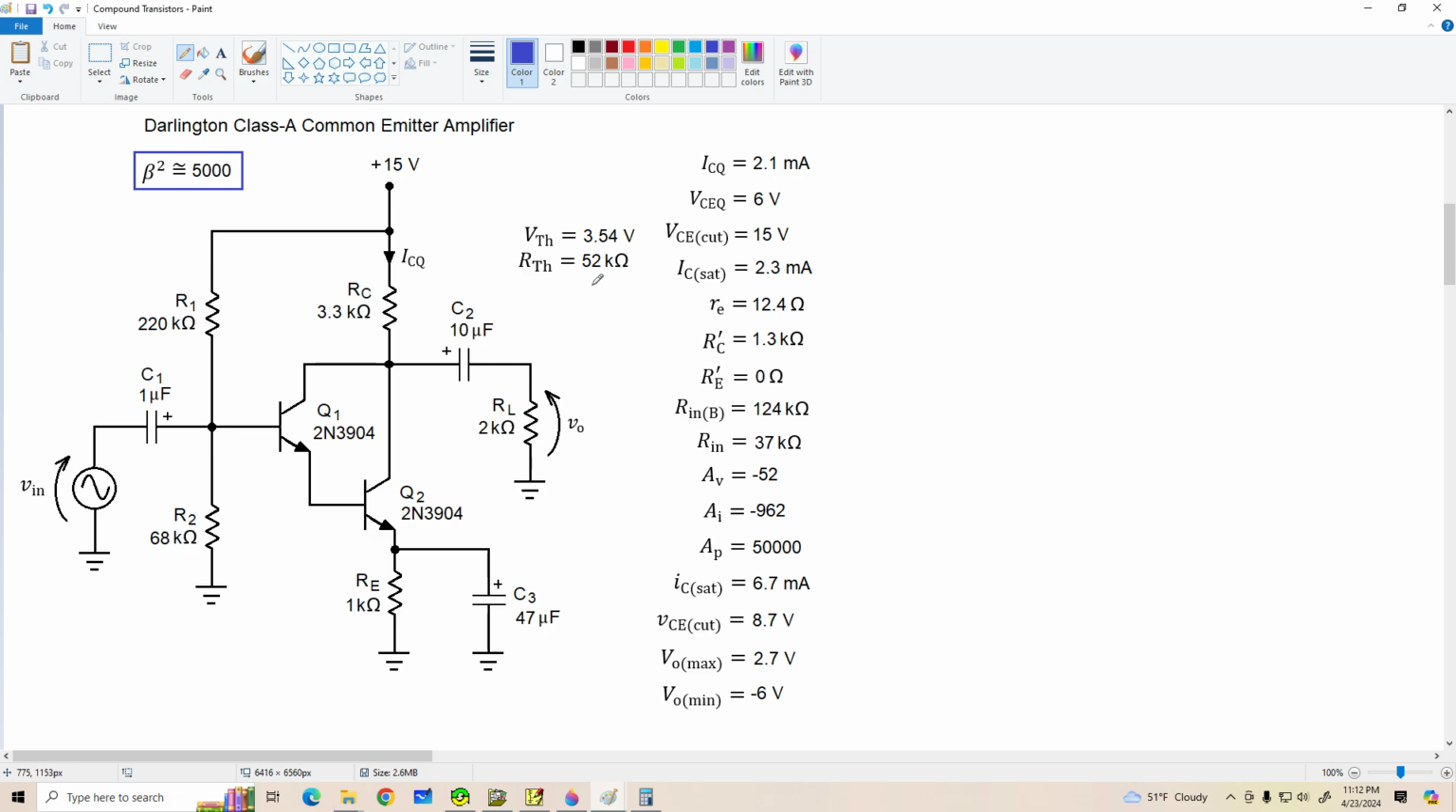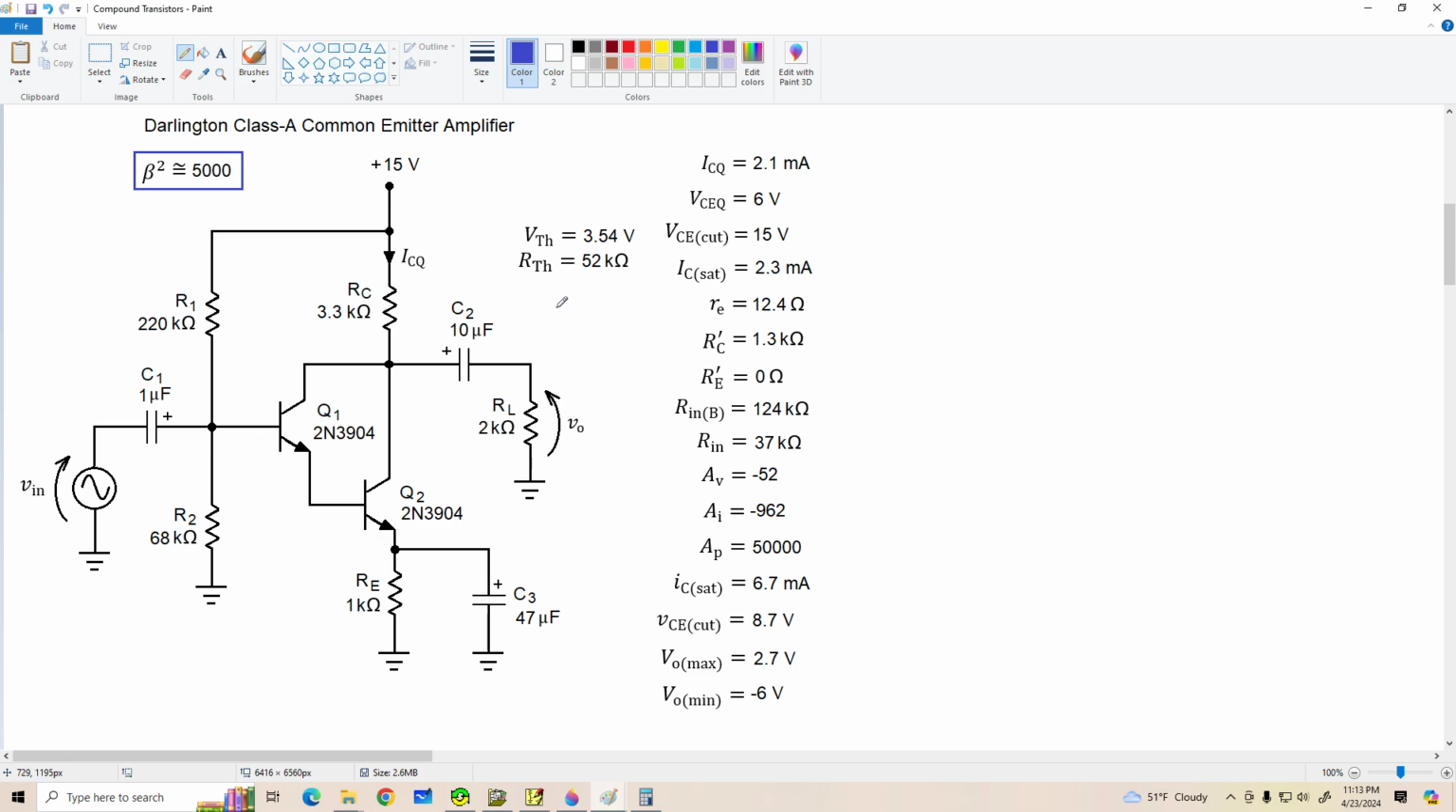All right, now let's look at the values I have calculated over here. ICQ 2.1 milliamps, VCE of 6 volts, and it's nothing too interesting until we get down here to Rin to the base. Now, this is the small signal input resistance looking into the base, and since it's fully bypassed, that's going to be beta squared, 5,000, times little re. 5,000 times 12.4 is 124,000 ohms. Very high input resistance to the base.